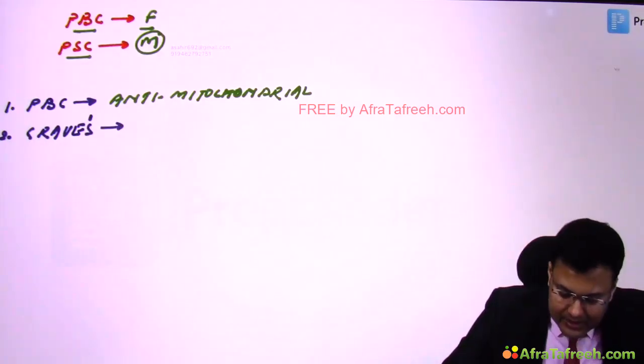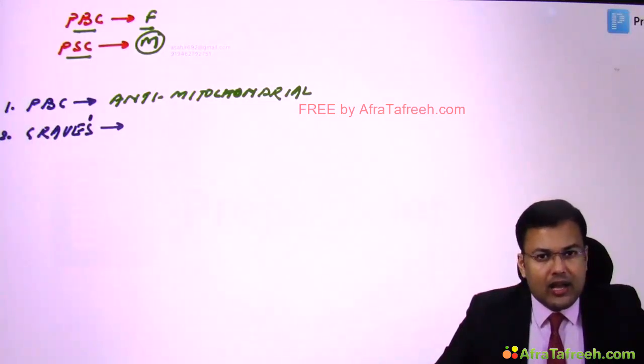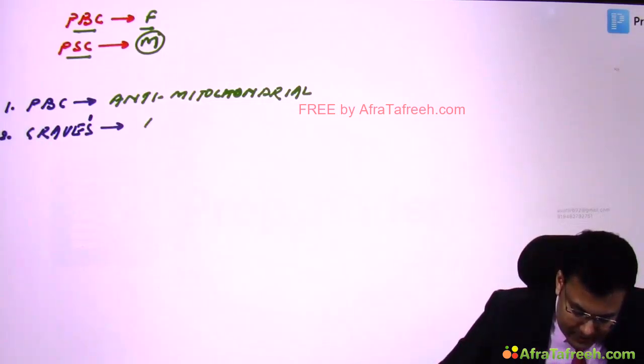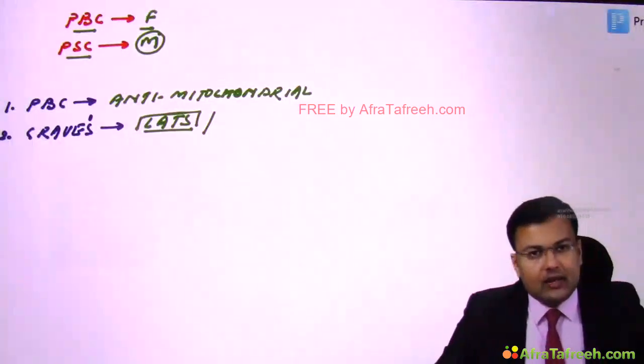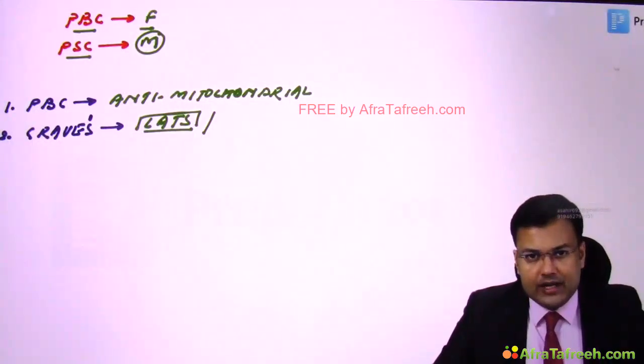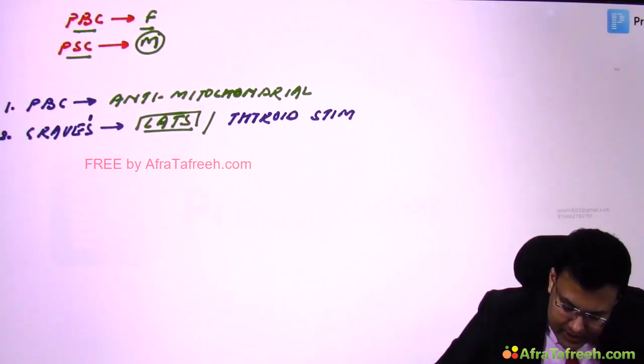And in Graves' disease, which autoantibody is there? It's LATS, long-acting thyroid stimulator. So this is LATS, long-acting thyroid stimulator. This is also known as thyroid stimulating autoantibody against TSH receptor. So this is thyroid stimulating antibody against TSH receptor.